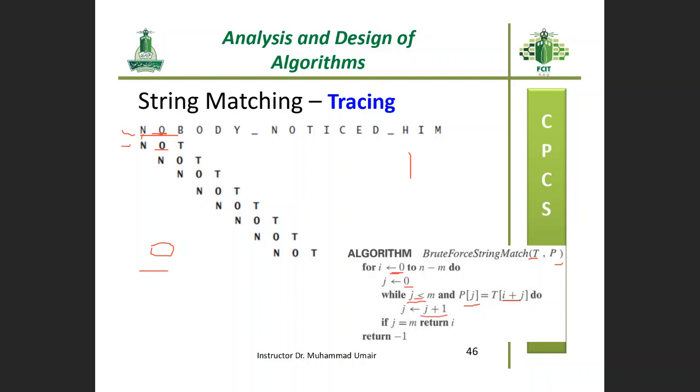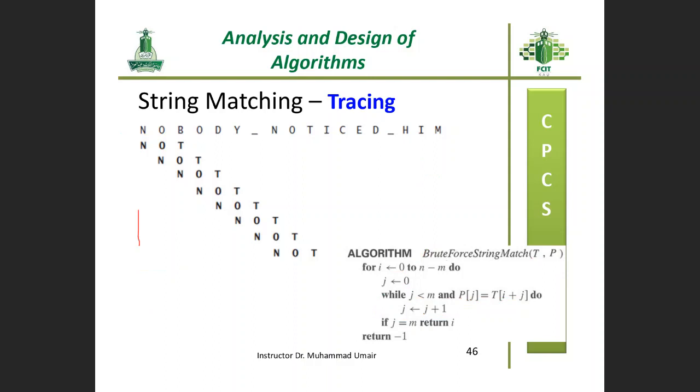j will be incremented, j will become 2. When j becomes 2, again 2 is less than 3. Yes, it is true. P of 2 is T, and it will be compared with T of 0 plus 2. Again it is 2. When you compare T with B, this condition is false. When this condition is false, it will come out of the while loop, and j is not equal to m. That's why i will be incremented. i will become 1. Is it clear?